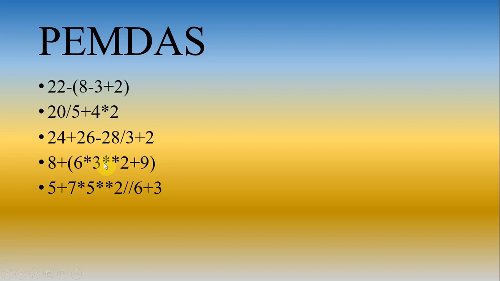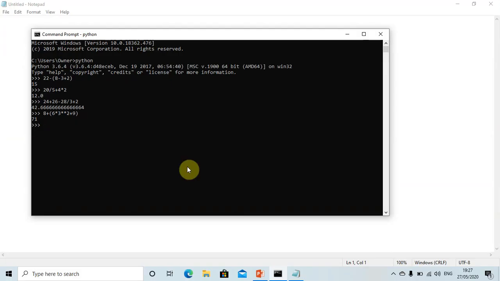Now let us check what Python is giving us. Okay, so as you can see that Python is also giving us the value 71, which is matching with us. That means we know the PEMDAS rule. Now let us solve the last question.